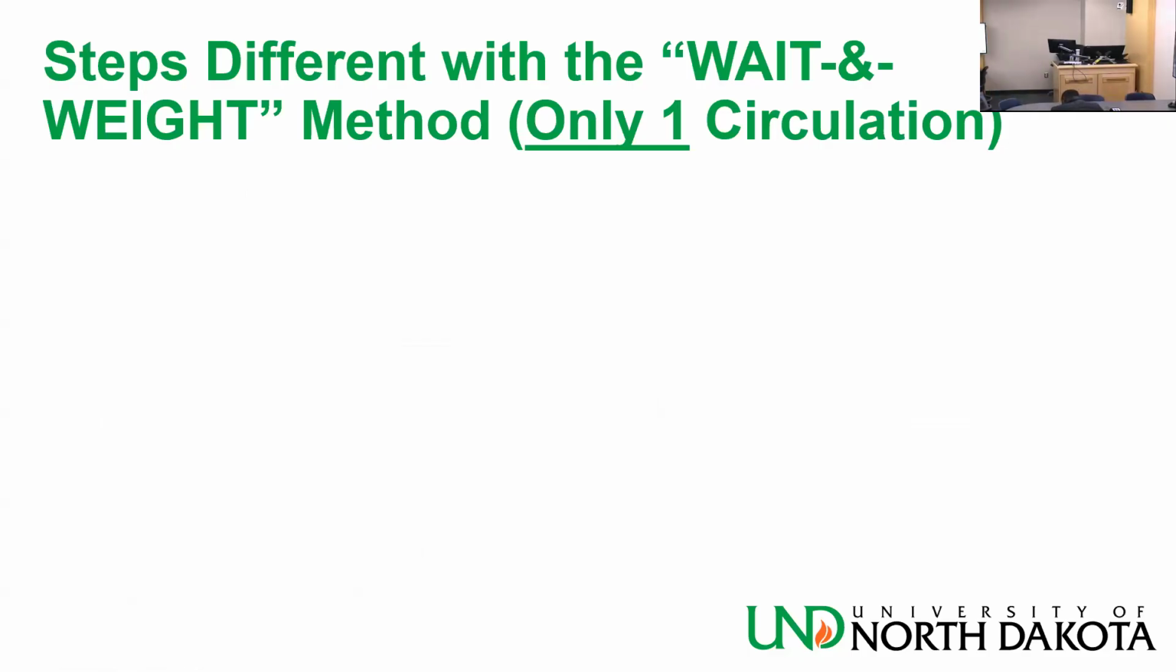I will just show you the steps that are different for the wait and weight method, and then we're going to finish. Now, the wait and weight method, or the engineer's method, is a more sophisticated, or seemingly more sophisticated, method. You're going to try to do everything with one circulation. Wow. Only one. Okay, so you're going to start from the kill mud weight. So you're going to wait for the pressures to stabilize like you did in part A of the project.